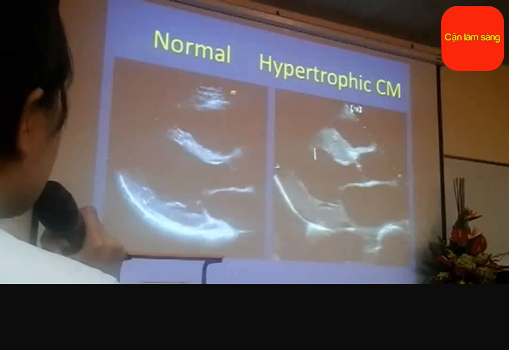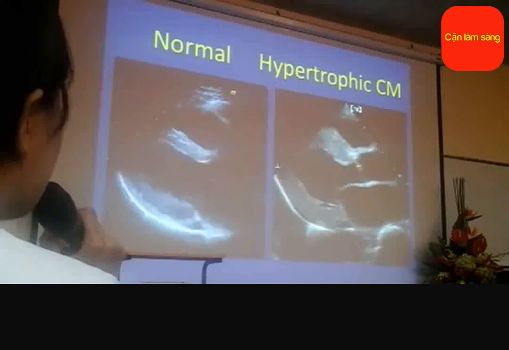One is diastolic filling and then systolic function.